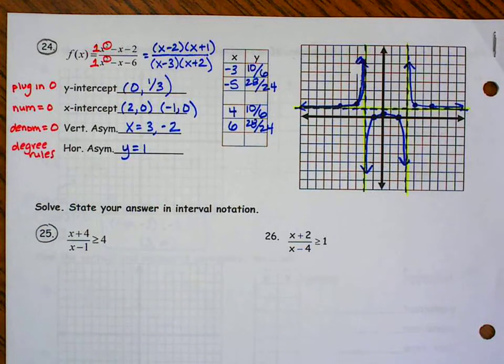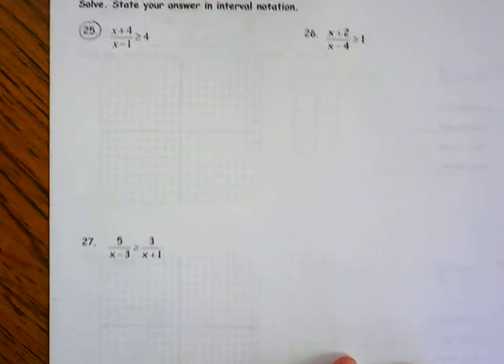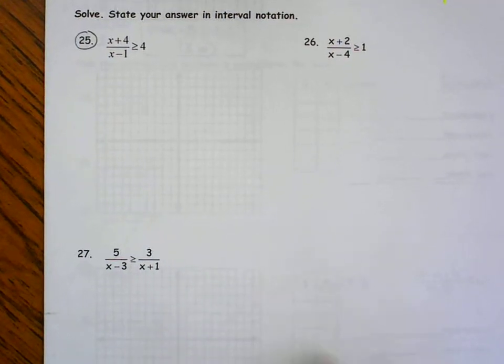Lastly, let's look at number 25. This is going to be one of our inequalities. So we have 4 steps. Sometimes we have a 5th. Let's look at the problem.